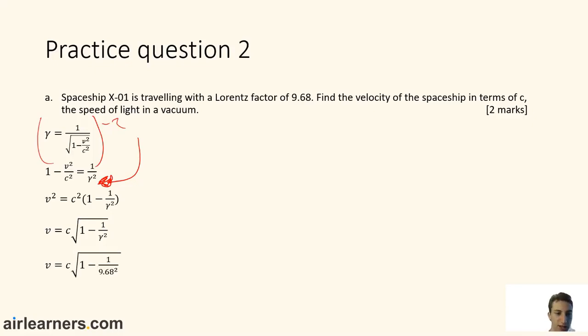Simply substitute in the value of the Lorentz factor, and you get v equals 0.995c meters per second. That is to 3 significant figures, because the only thing we have here is in 3 significant figures. So that would be how I would answer that question. In terms of mark allocation, probably get 1 mark for this and 1 mark for that.